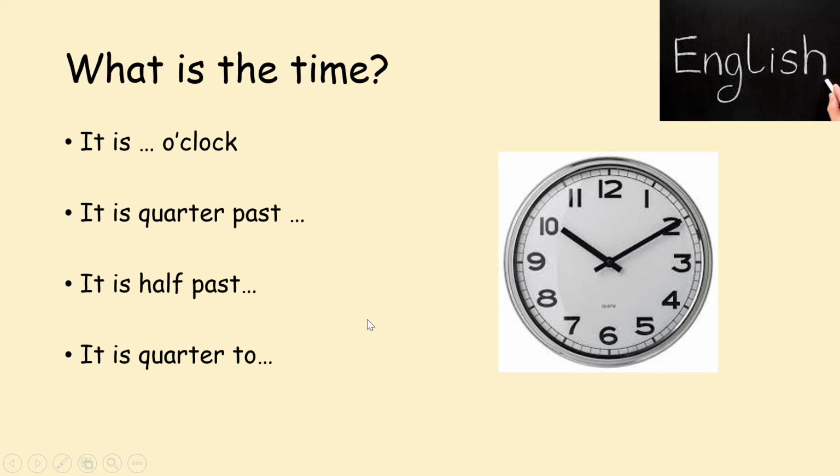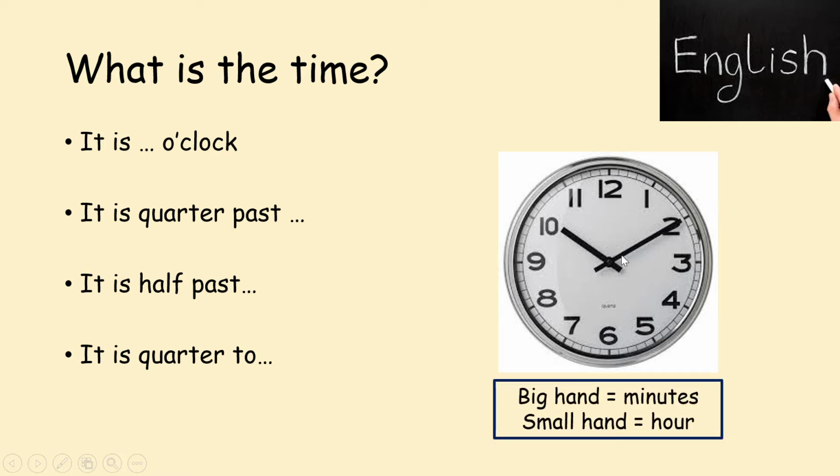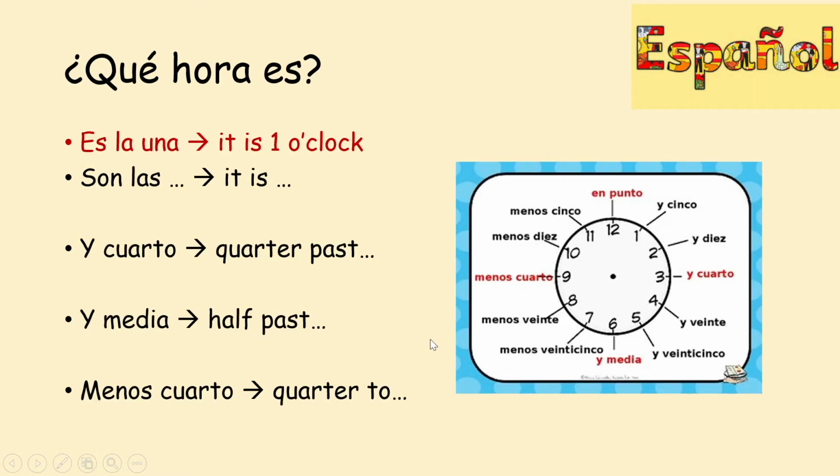Remember, when you see a big hand, it's pointing at the minutes and the small hand is pointing at the hour. So for example, this clock here is saying 10 past 10 because we've got 1, 2, 3, 4, 5, 6, 7, 8, 9, 10 minutes into the hour and the hour is pointing here. In Spanish, we have the question, ¿Qué hora es? What is the time? We have the same principles, but it's just structured slightly differently.